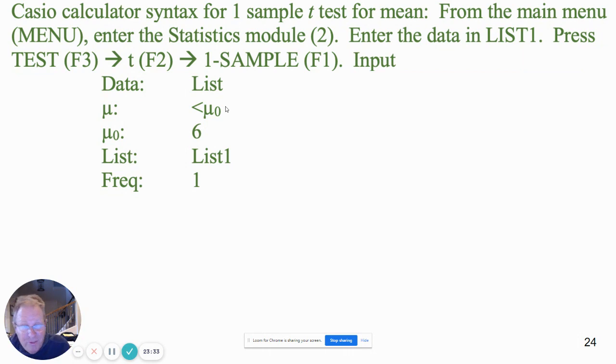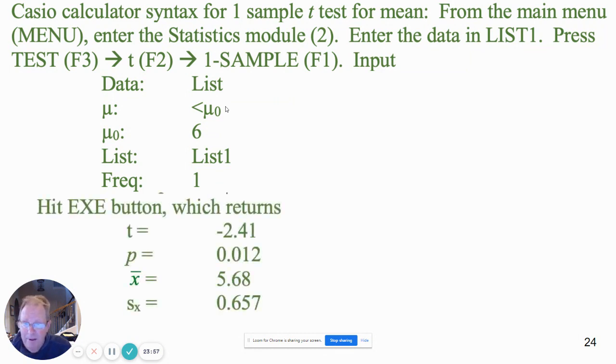Now, if I didn't give you the data, I would have to give you a mean, a standard deviation, and a sample size. And if that was the case, then on that first row, you would hit var, and you'd have to add the mean that I give you, the sample standard deviation that I gave you, and the sample size. And you'd still be able to get to the same conclusion. So you hit execute, and it returns the t-statistic, the probability, the sample mean, and the sample standard deviation.